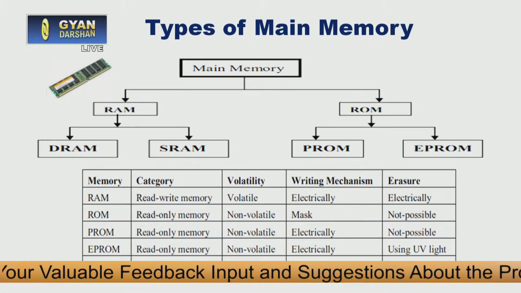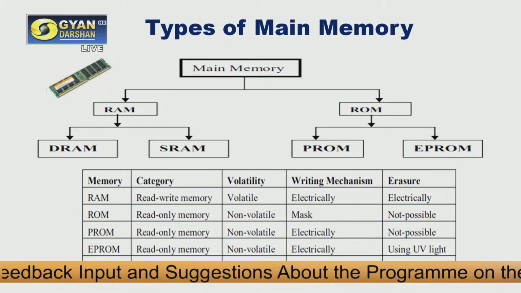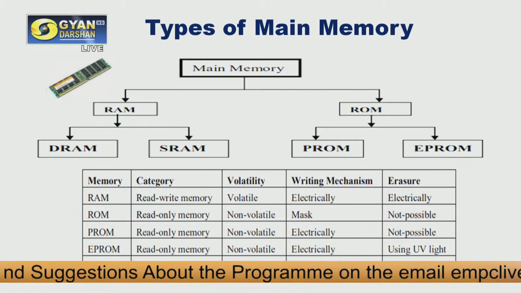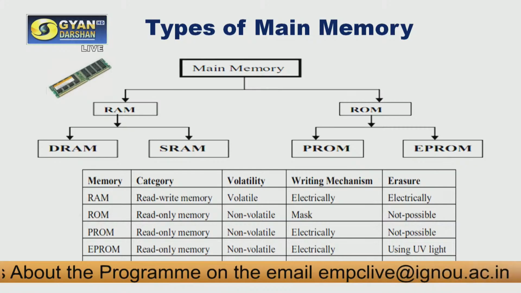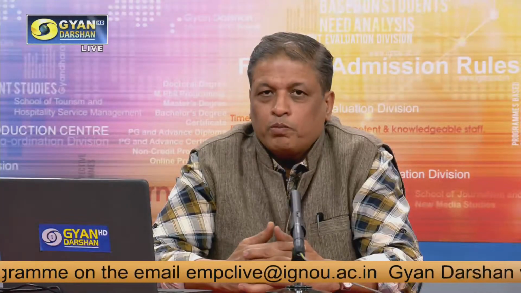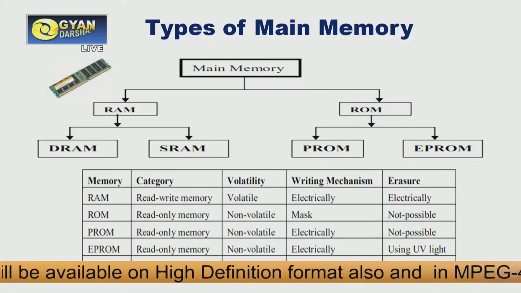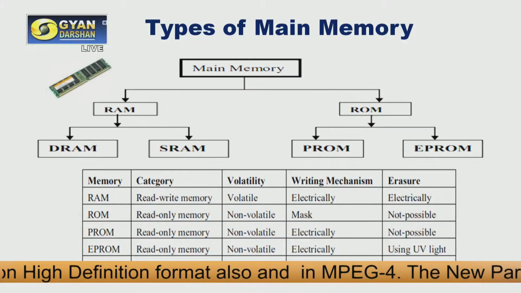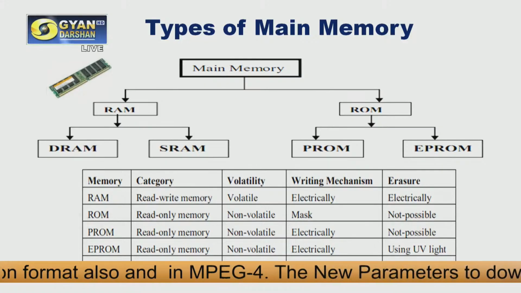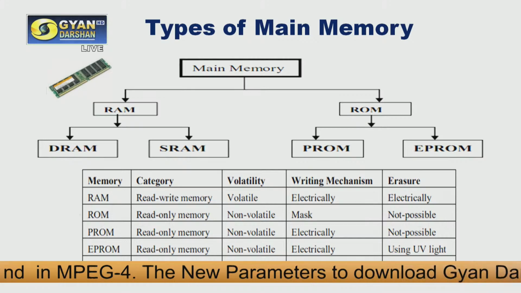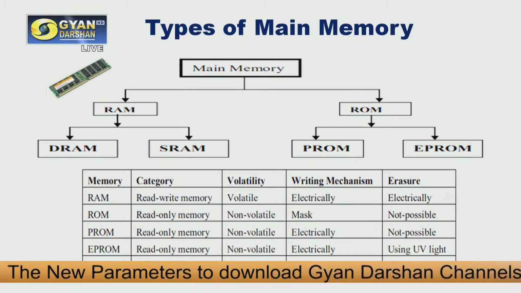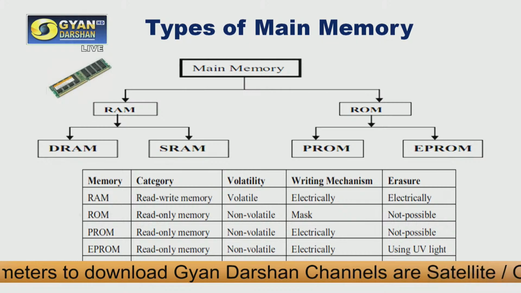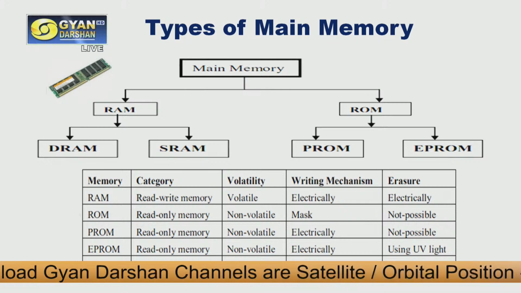But ROM is read-only memory, and it is a non-volatile memory. You need to store the data permanently, so that as and when the system is reopened after shutdown, it can be reinstantiated into its required state. It uses the mechanism of masking, and erasure is not possible in the case of read-only memory. Apart from this, PROM, EPROM and EEPROM are again classified into the category of read-only memory, and all are non-volatile in nature.